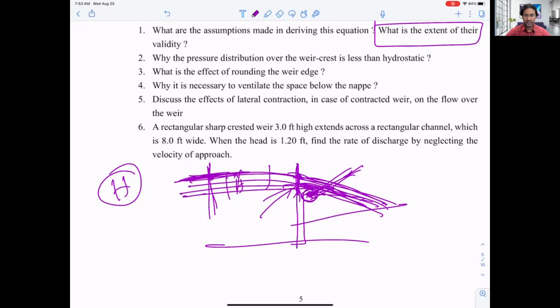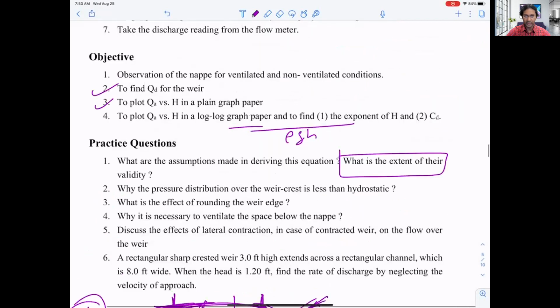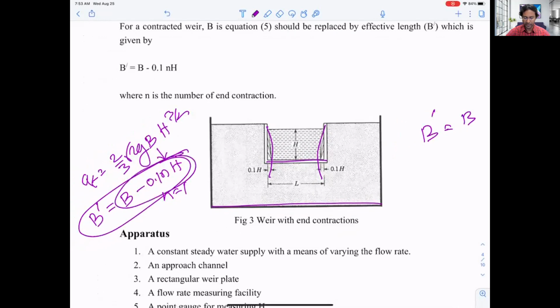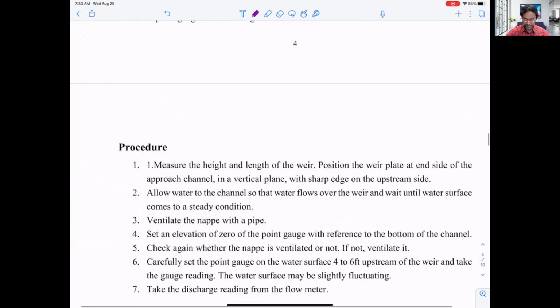And then discuss the effect of lateral contraction in case of a contracted weir on the flow over the weir. So that's the thing, contracted weir. Once we have a weir whose length is less than the width of the river, then we will have end contraction, and because of the end contraction, the flow will be reduced, because we are having flow this way and we are not using the entire width of the river, and b prime won't be b, it will be reduced by this amount. So that's why our flow will be reduced. So that is another problem.